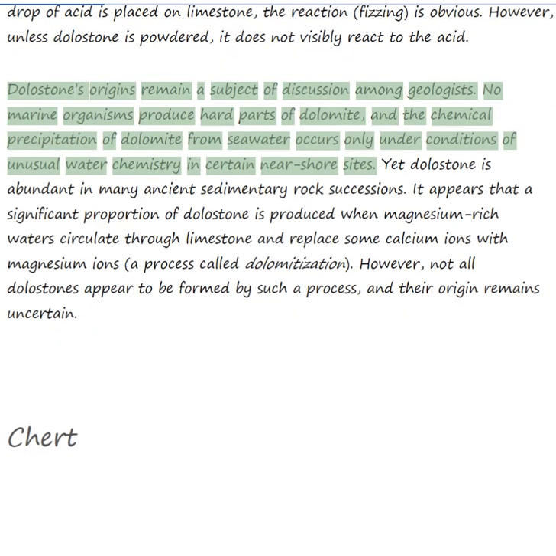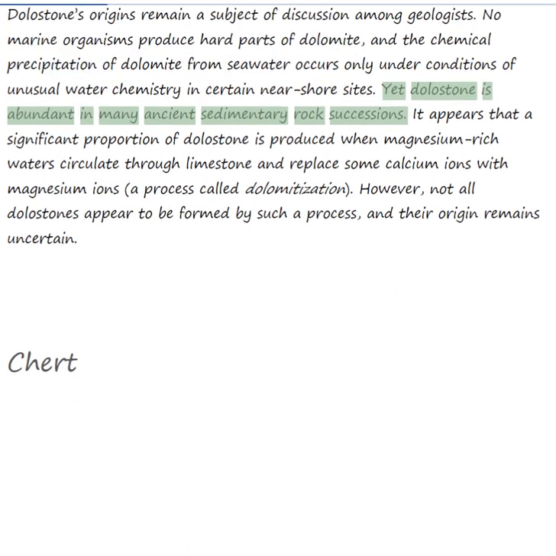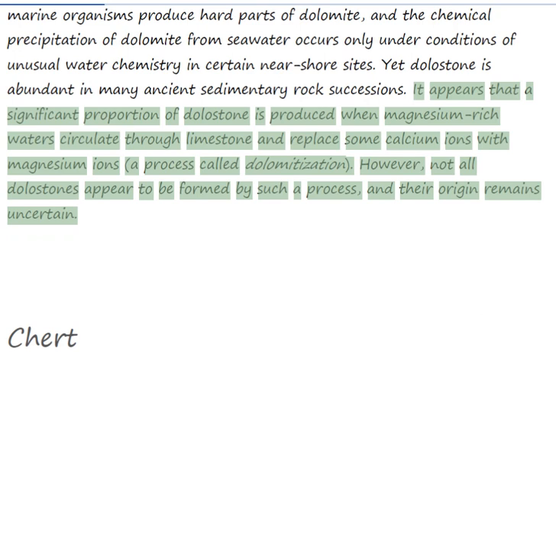Dolostone's origins remain a subject of discussion among geologists. No marine organisms produce hard parts of dolomite, and the chemical precipitation of dolomite from seawater occurs only under conditions of unusual water chemistry in certain nearshore sites. Yet dolostone is abundant in many ancient sedimentary rock successions. It appears that a significant proportion of dolostone is produced when magnesium-rich waters circulate through limestone and replace some calcium ions with magnesium ions. However, not all dolostones appear to be formed by such a process, and their origin remains uncertain.